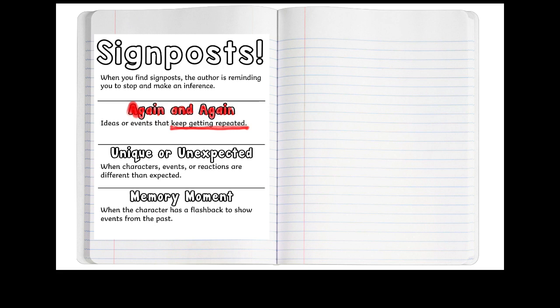And when the author does that, they're saying, hey, pay attention to this. I'm giving you some clues here. And those clues are called an again and again signpost. They're calling your attention to something that could be important. So make sure you've got your bubble letters filled in red. You underlined the key idea of things that keep getting repeated, and then we're boxing that signpost in red.